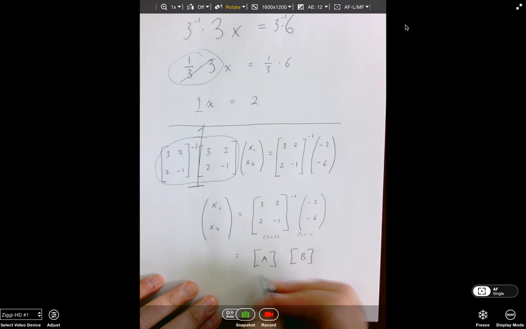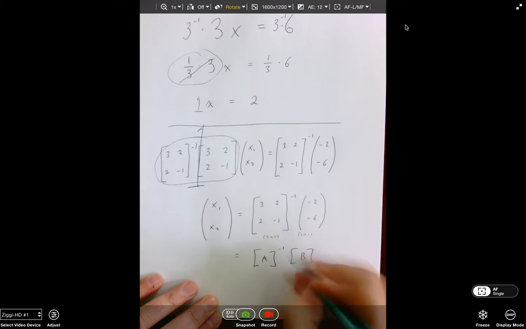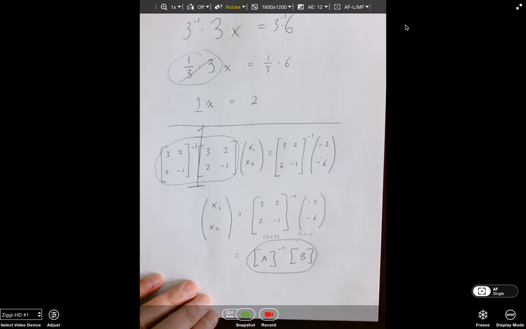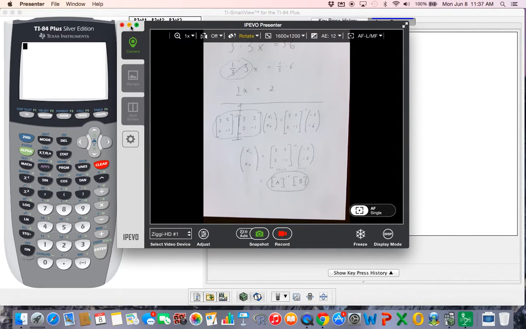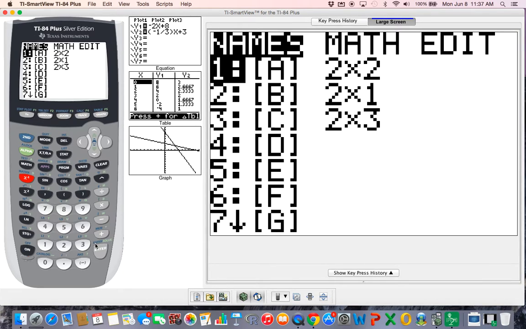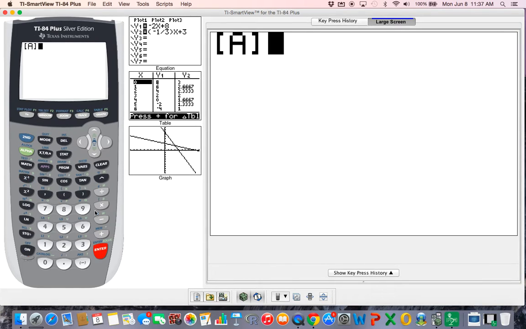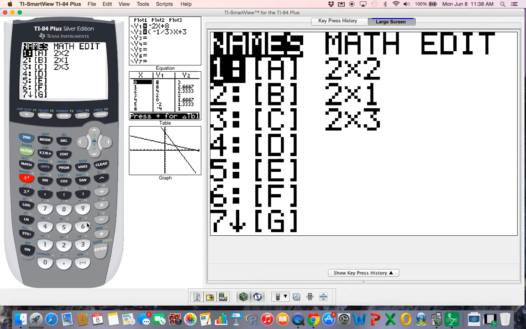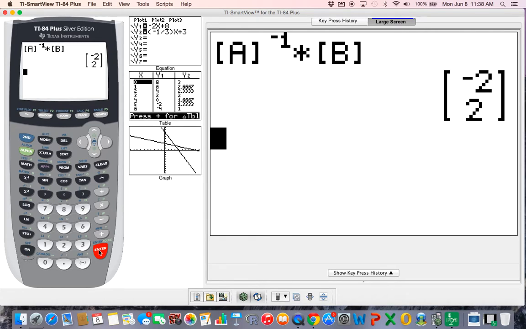I need to take my A inverse times my B, don't I? Well, guys, that's really simple to do with your calculator. Go get your matrix A, call it up. You've got an inverse key right here. And multiply this by your B, so we got to go get it. Guys, the solution to this problem is negative 2, 2.